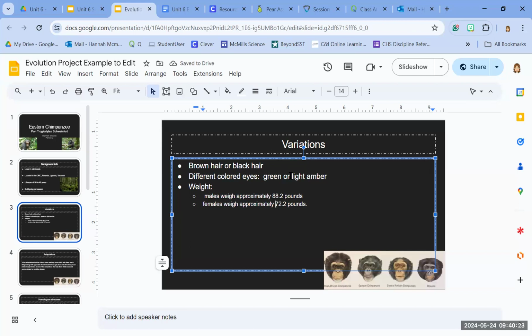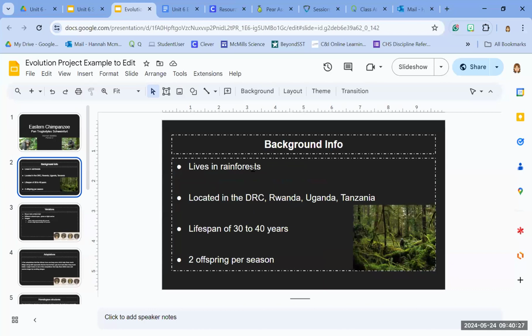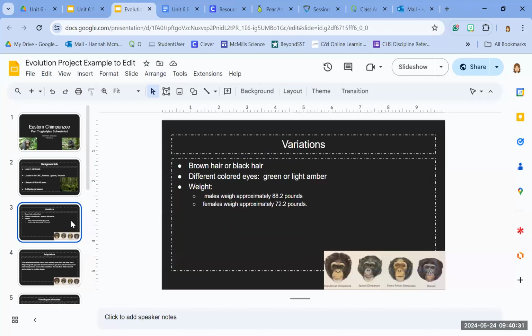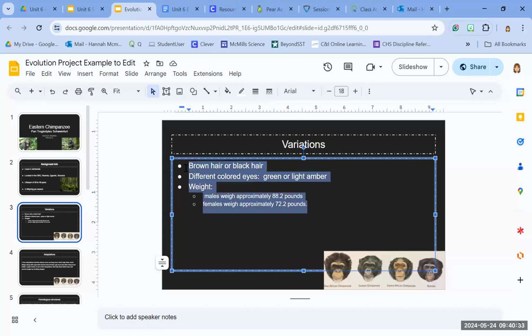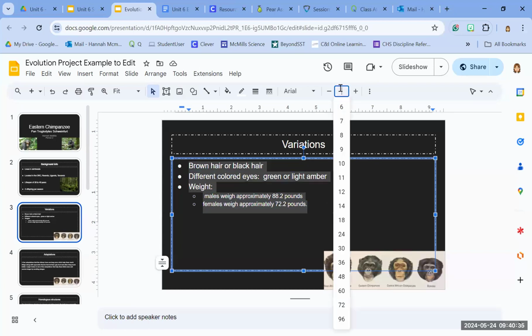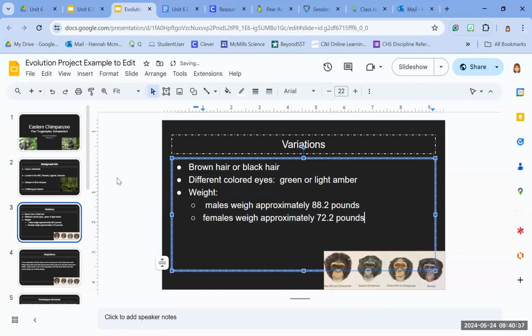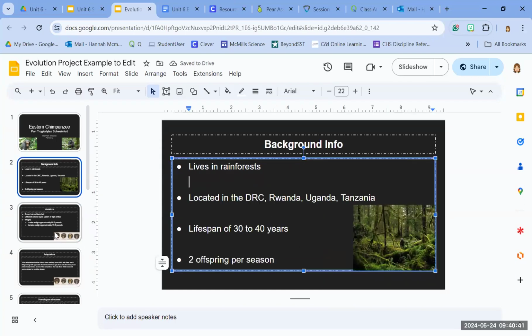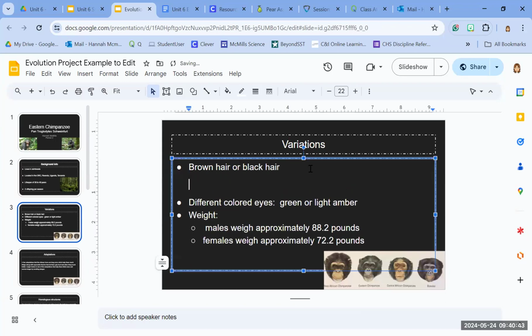I've been following the 5-5 rule. And now I want to make sure the slide is consistent with the last one. So here I have Arial 22. Now over here I have Arial 18. So I'm going to want to make sure I have Arial 22. Okay. The other thing I did that was a little bit different is here I put a space between the two. So I want to make sure that's consistent as well.